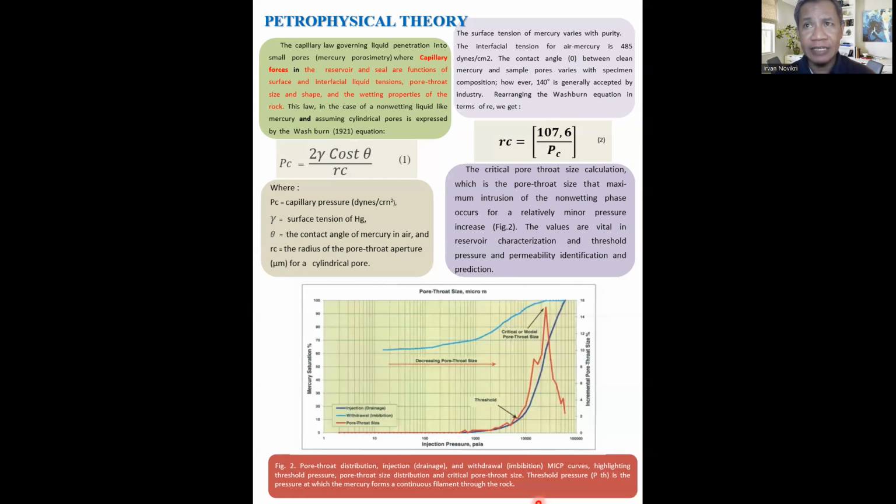The figures highlight the concept of threshold pressure, PTH, which represents the pressure at which mercury fills the pores and forms a continuous filament throughout the rock. This information is crucial for understanding the permeability and characterization of the reservoir. This graphical representation of the MICP curve is used to analyze the pore structure of a sample by measuring the pressure required for mercury to enter the sample pores.